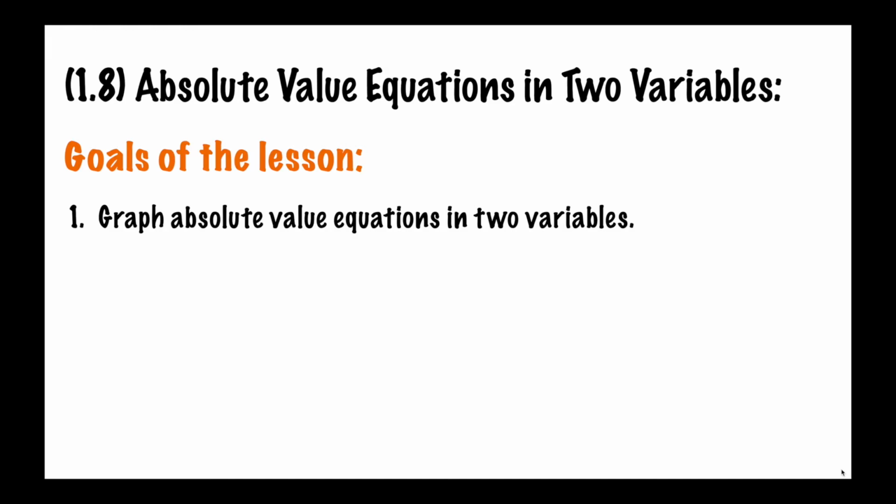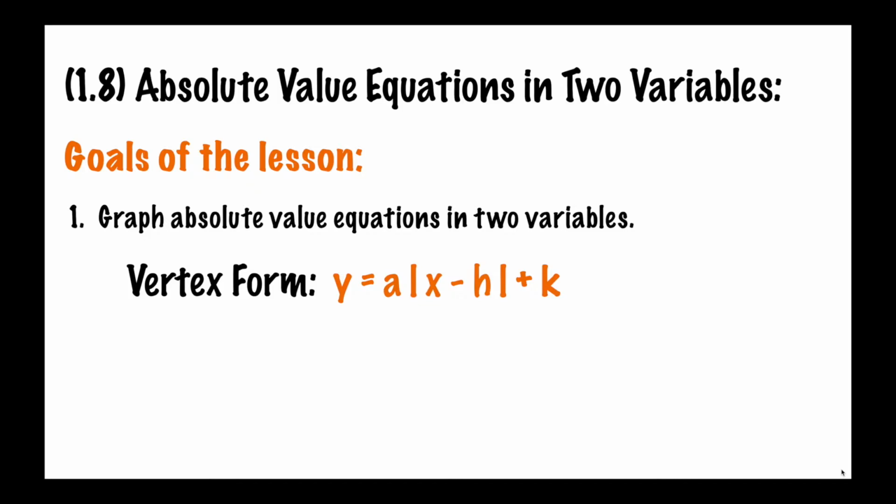The final section that we will look at in Unit 1 is on absolute value equations in two variables. The goal of the lesson is to graph the absolute value equation. What we want to talk about first of all is vertex form. Vertex form is written as y = a|x - h| + k, where the vertex is (h, k).